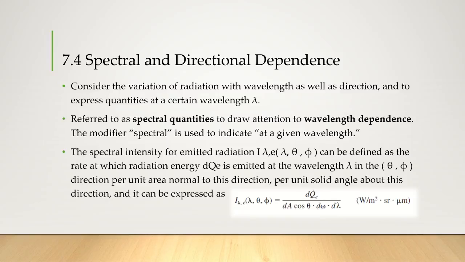The modifier spectral is used to indicate at a given wavelength. The spectral intensity for emitted radiation can be defined as the rate at which radiation is emitted at the wavelength in the direction per unit area normal to this direction per unit solid angle about this direction. So the equation shows the rate at which radiation energy is emitted at the wavelength in the direction per unit area normal to this direction per unit solid angle about this direction.